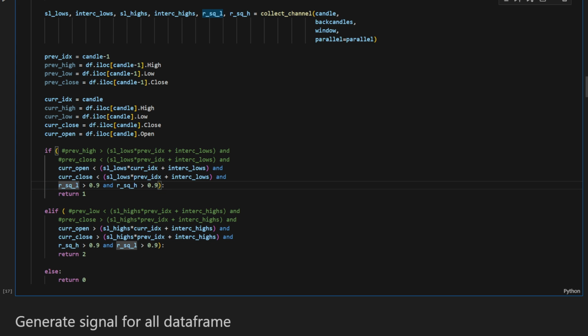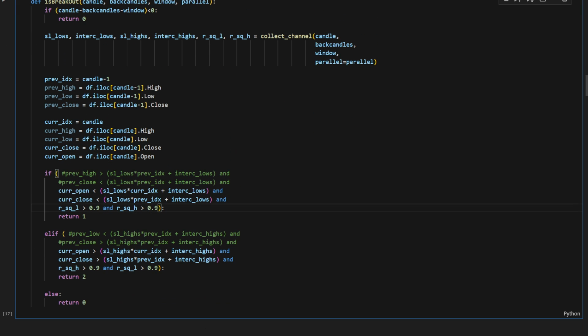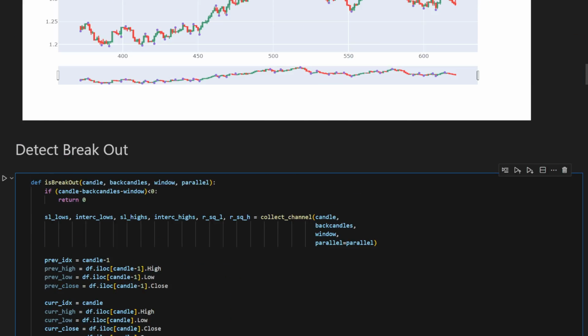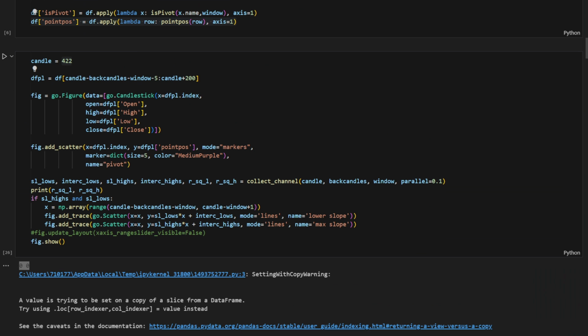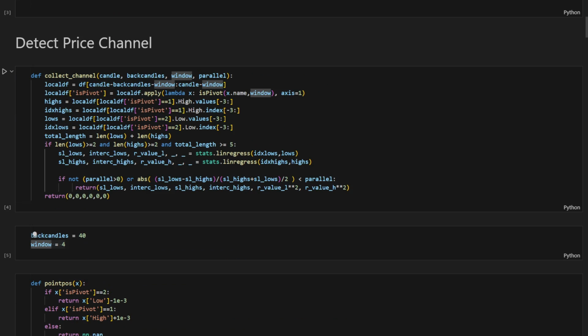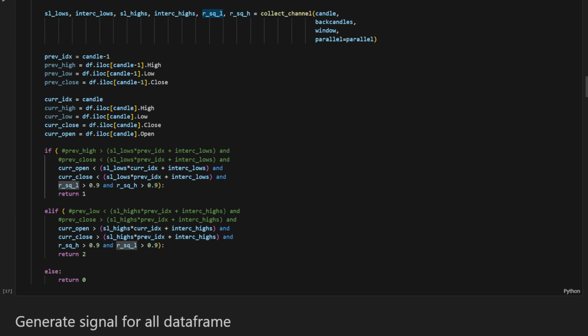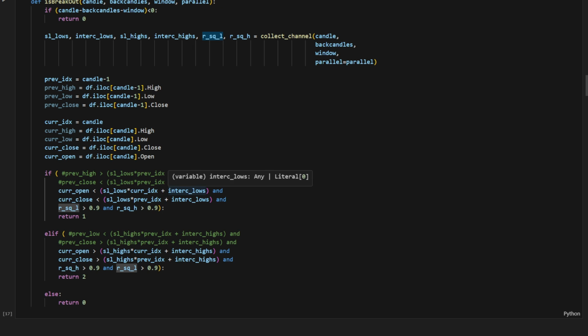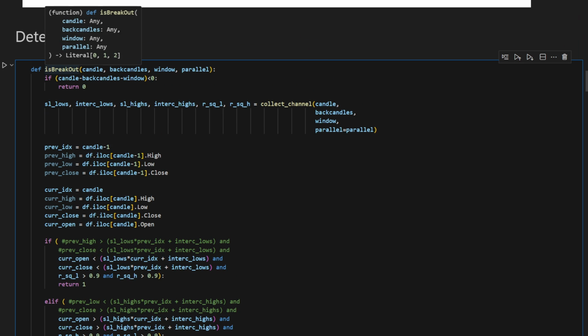So the slopes are fitting within 0.9. So this is good. And of course, the parallel setup of the highs and the low slopes was introduced here. This is a condition that was introduced in collect channel. So it's right here. Anyway, we wouldn't have any returned values if we wouldn't have a parallel channel. And that's it basically. So if we have a signal, we return 1 or 2 depending on the direction of the signal. Otherwise, we return 0. So this is the isBreakout function.